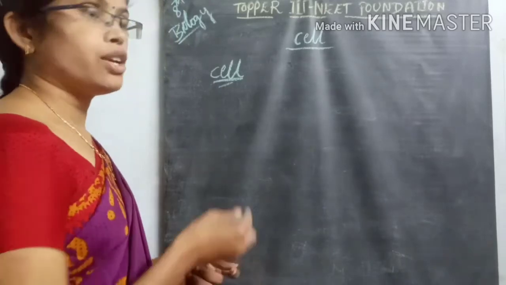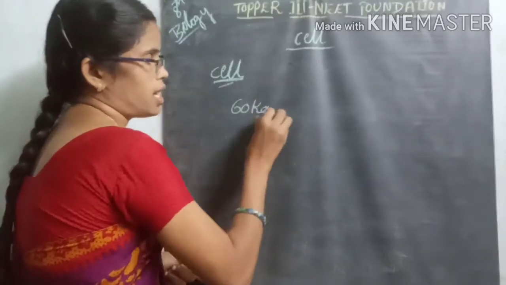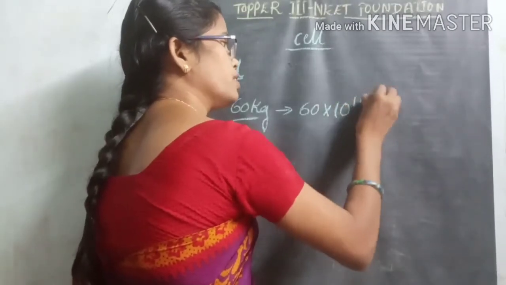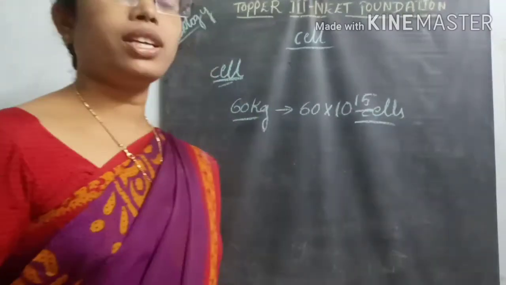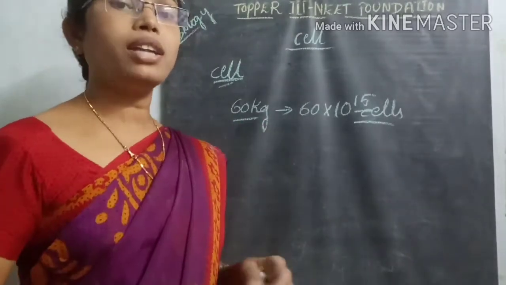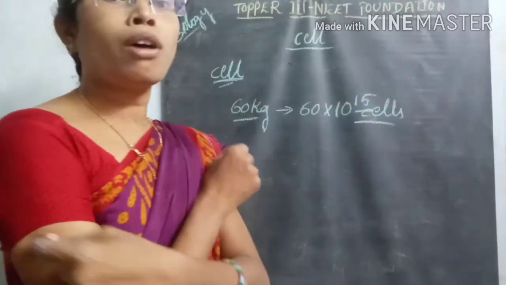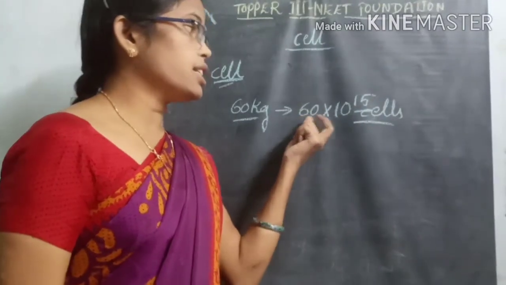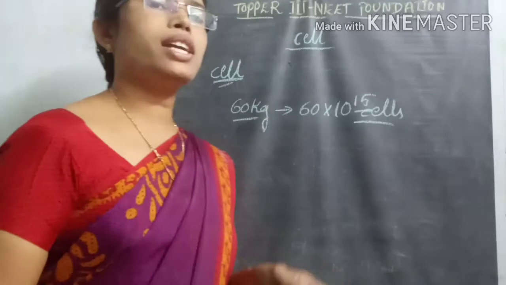For example, if you take human beings, if one healthy human being weighs 60 kgs, then in that person there are 60 into 10 power 15 cells. It means approximately 1 kg of the body contains about 10 power 15 cells. So 60 kgs means 60 into 10 power 15 cells are there in a human being.